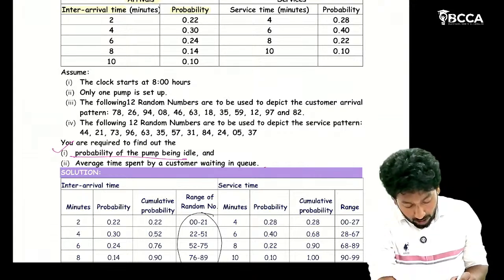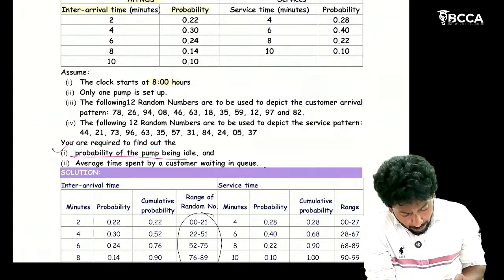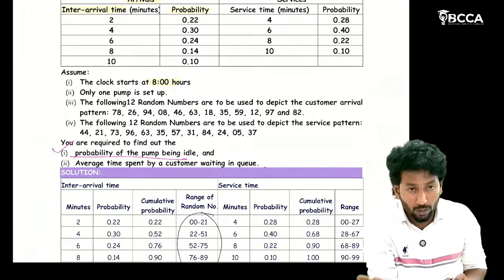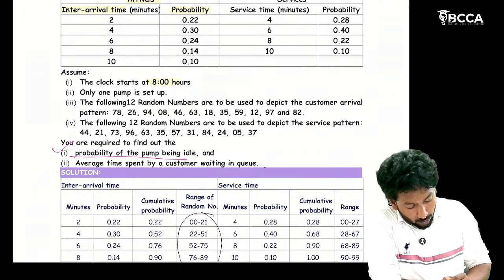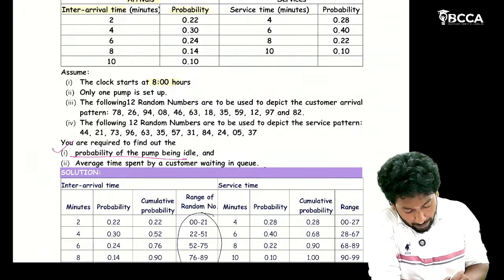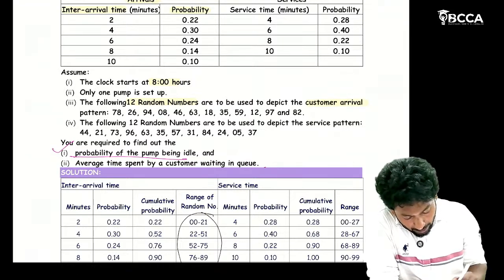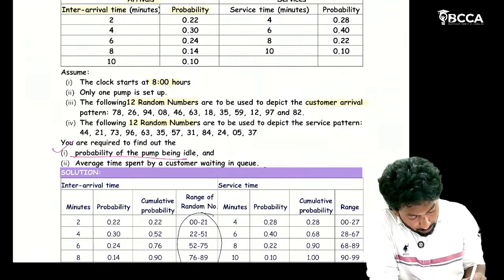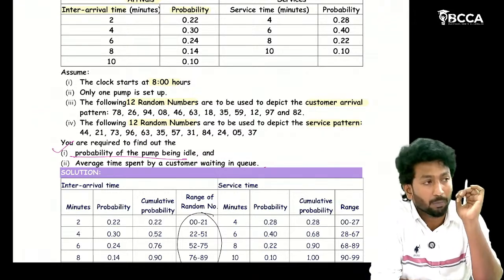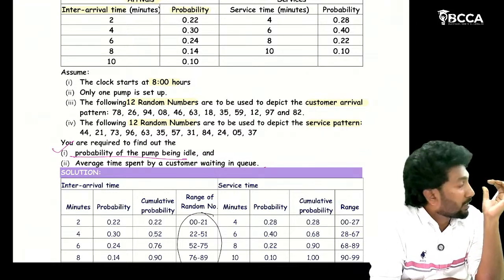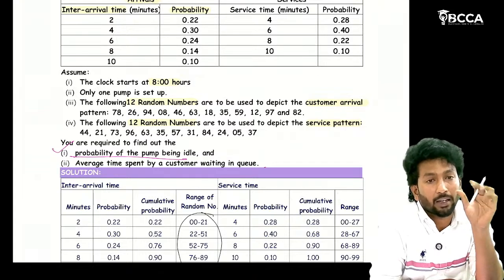Assume the clock starts at 8 a.m. Only one pump is set up. The following 12 random numbers are to be assumed to depict the customer arrival pattern, and 12 random numbers for the service pattern. So clearly we have two series of random numbers. Whenever there are two series of random numbers, we have to write two series of random number ranges.